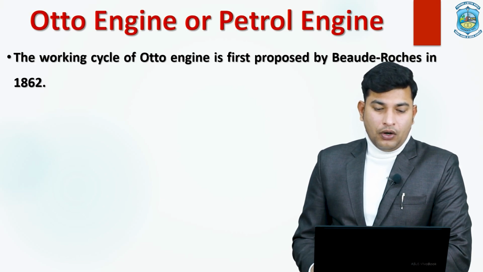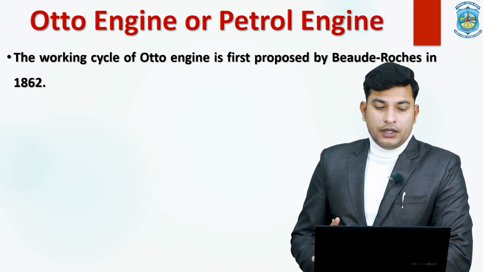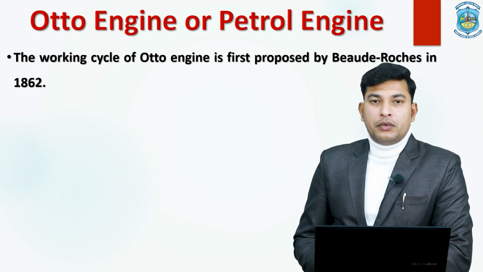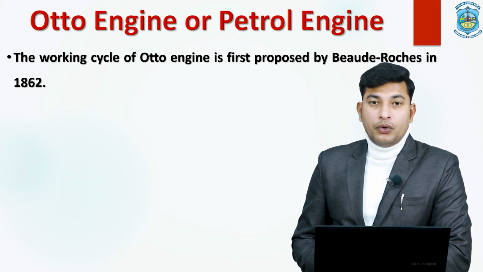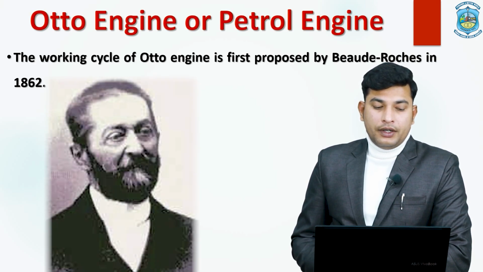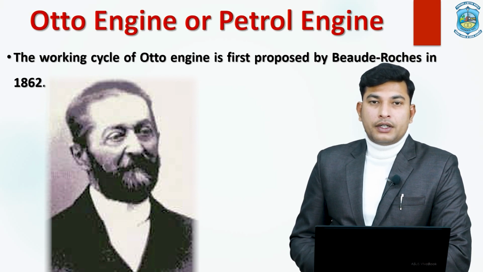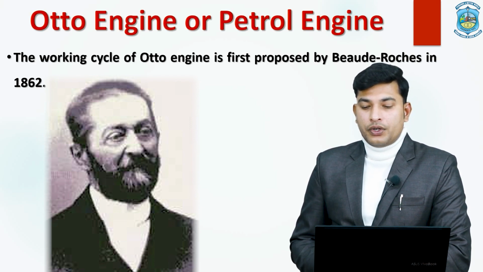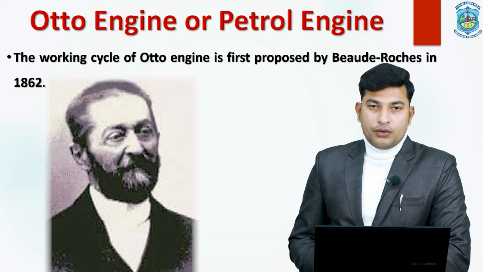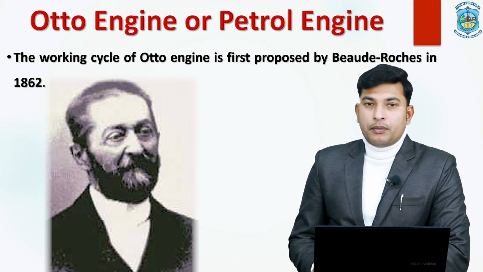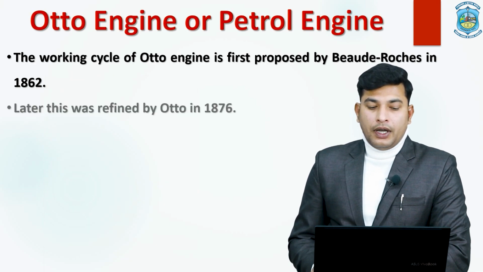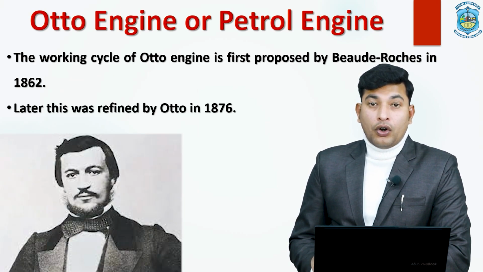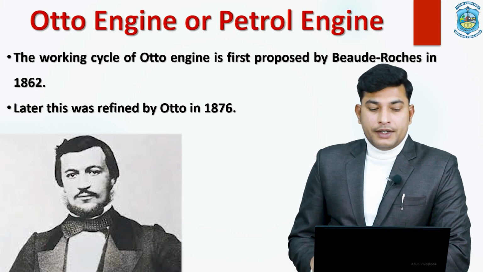So the first one is the Otto engine or the petrol engine. I have already told you that we use petrol as a fuel for the burning, and the working cycle of this particular engine was given by Beau de Rochas in 1862. But this is the incomplete structure that was given by them, and it was completed and refined by Otto in 1876.